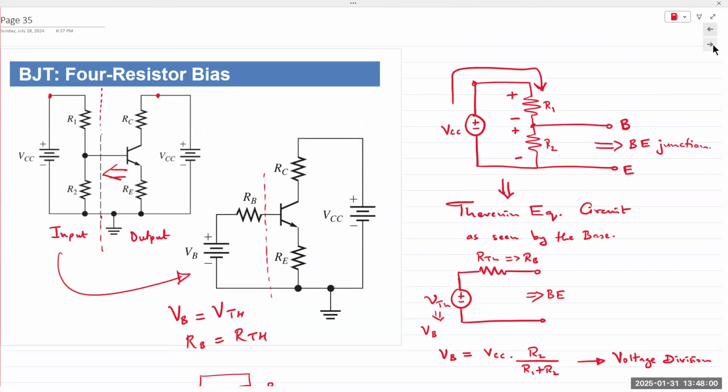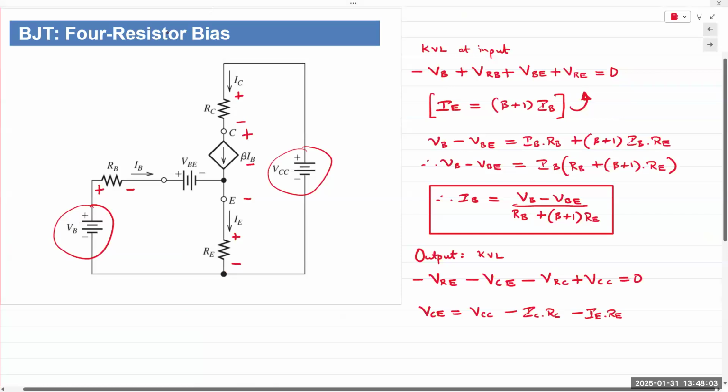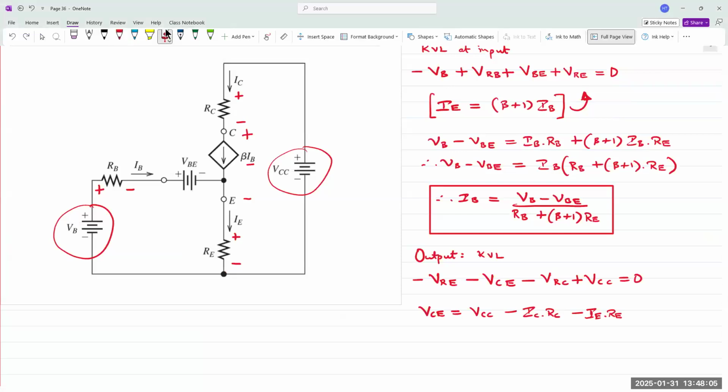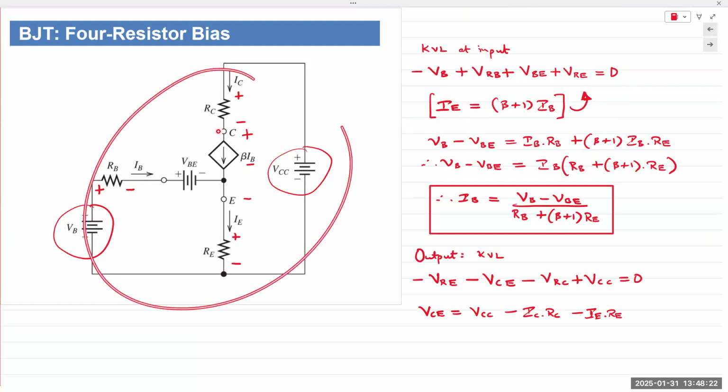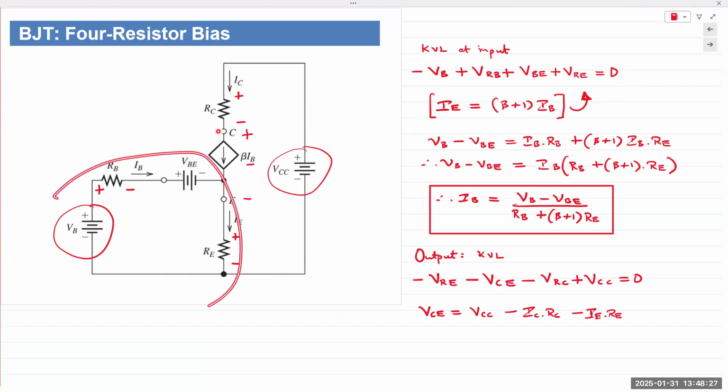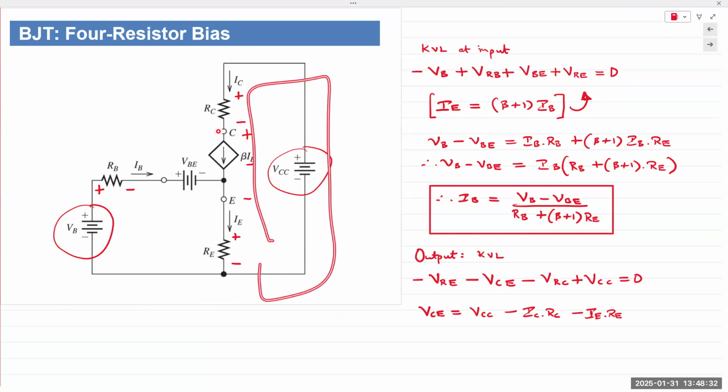Let's pick up the pace a little bit. We can model the collector as a dependent current source with a value of beta times IB. IC is a dependent current source dependent on the value of IB, the base current. IC is beta times IB. So we can redraw the circuit to look like this. We apply KVL on the input side, and we apply KVL on the output side. Okay, 2 KVLs.